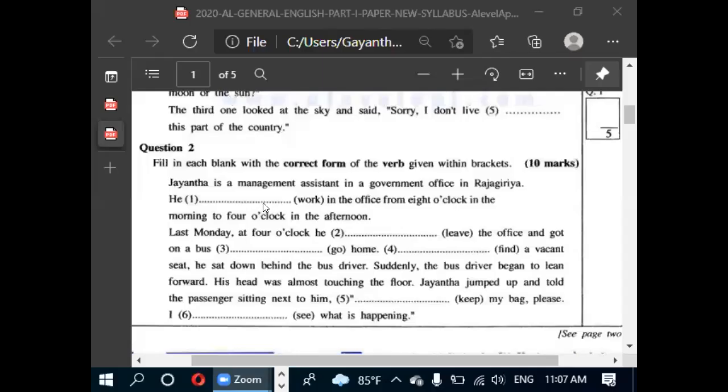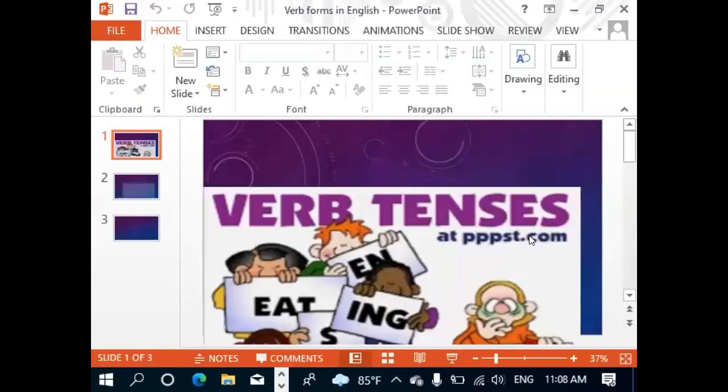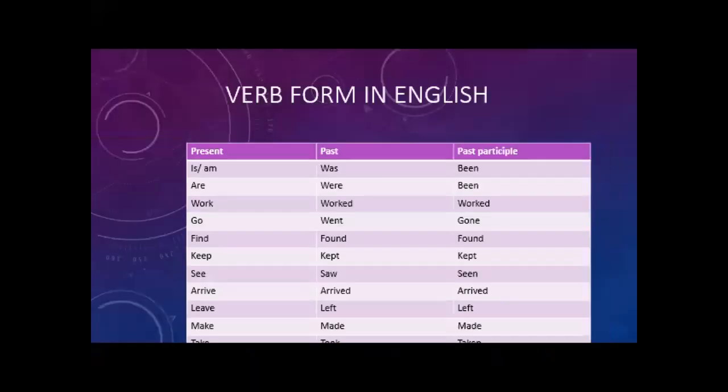Fill in each blank with the correct form of the verb given within brackets. 10 marks are allocated for this. Correct form of the verb. Before doing this question, we have to know about the verb forms. There are lots of verb forms in modern standard English, but today I am going to talk about the most related theory about verb forms for doing this question.